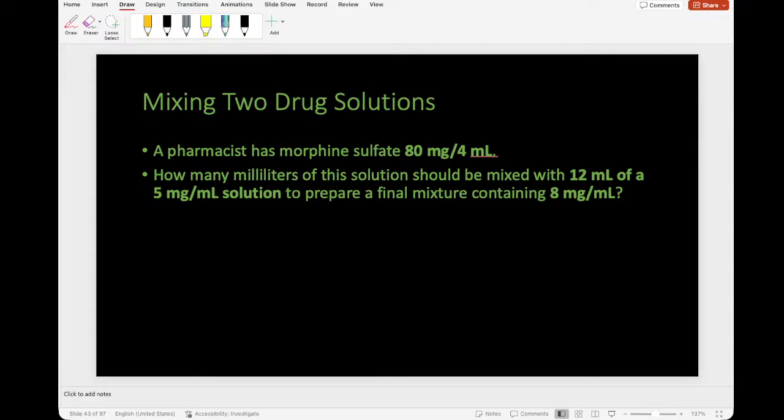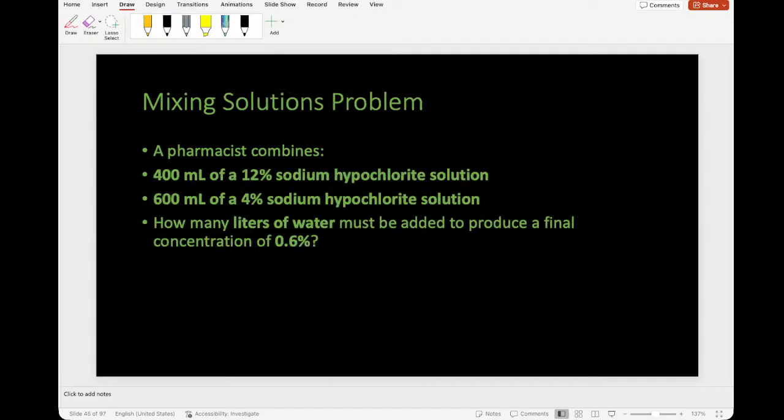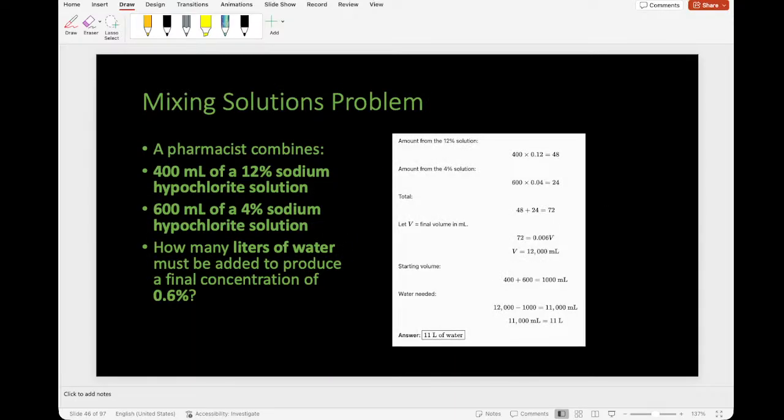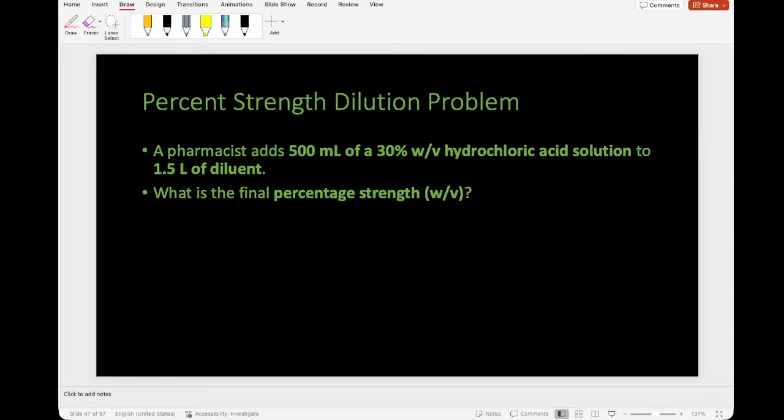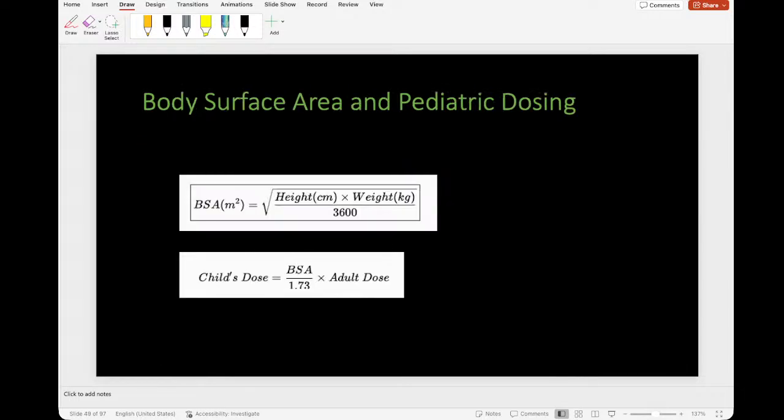So the next one involves mixing of two drugs. I'm not going to go over all of these for you, but at least you can take a look and see how they are worked out. Here's another mixing solutions problem and how that's worked out for you. Percent strength dilution problem. This is interesting to look at as well.